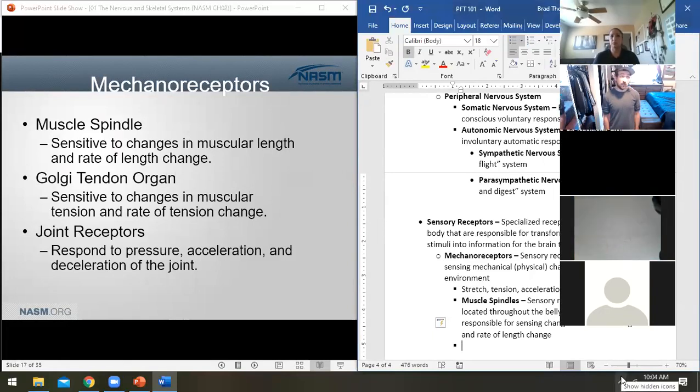Now, their other job isn't just to measure the length, they also measure the rate of length change. So if you change that length super quickly, your brain is more likely to panic because the muscle spindle is going to go, whoa, we are lengthening at a super fast pace, right?